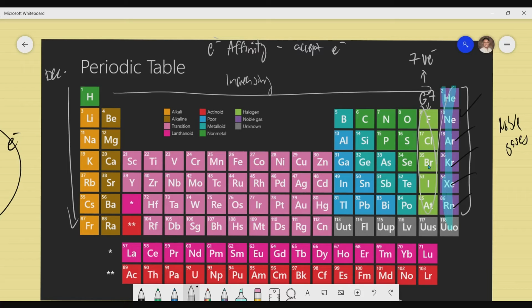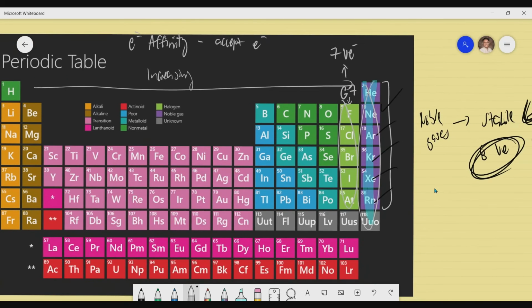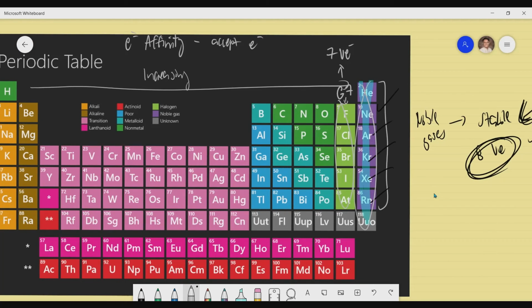Ito namang noble gases, 8 na rin naman, 8 na agad naman ng kanilang valence electron. So, masusunod na ang octet rule, no need na tumanggap. Okay? So, ang electron affinity nitong group number 8, okay, ang kanilang electron affinity ay 0. Okay? Dahil nga, 8 na ang kanilang valence electron, octet rule na, wala na silang affinity.